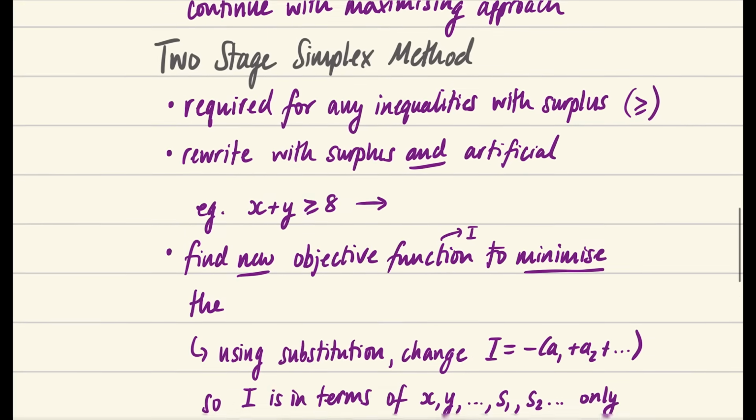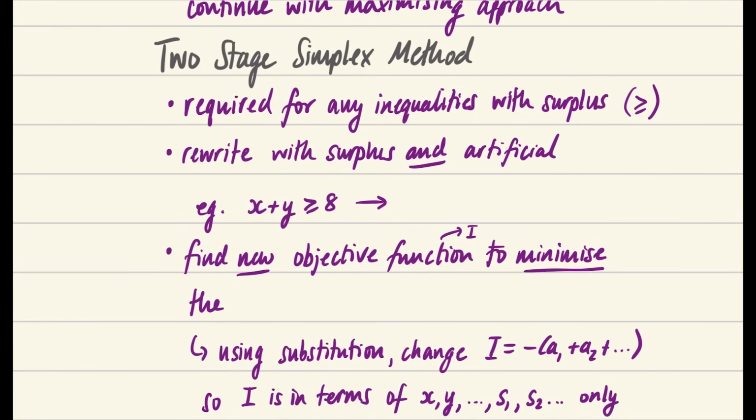Now, the two-stage simplex method is always required where any of your constraints, any of your inequalities, have surplus. That's coming from these greater than or equal to's. What we do here is we rewrite them with the surplus and artificial variables that we've got. So they need to get written with surplus and artificial variables.